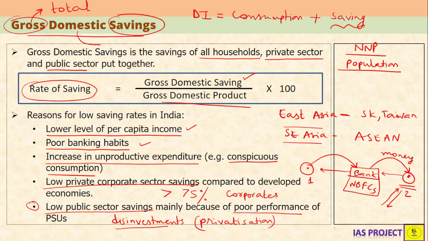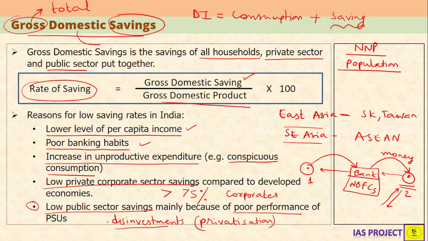Let's talk about this fifth point more. Low public sector savings were mainly because of poor performance of PSUs. PSUs traditionally had lower efficiencies compared to the private sector. One of the reasons for this is also government policy, because the government installed PSUs mainly because it wanted to generate jobs, especially in regions where there was not much economic development.